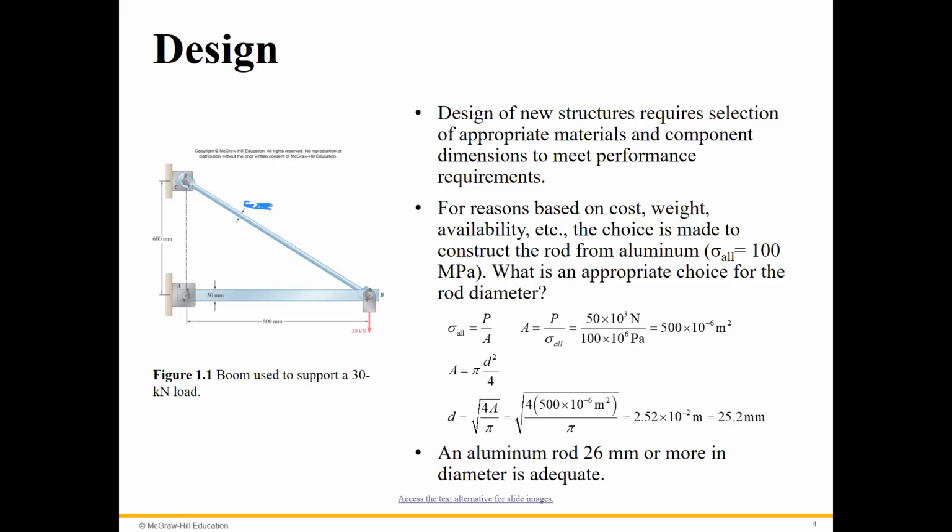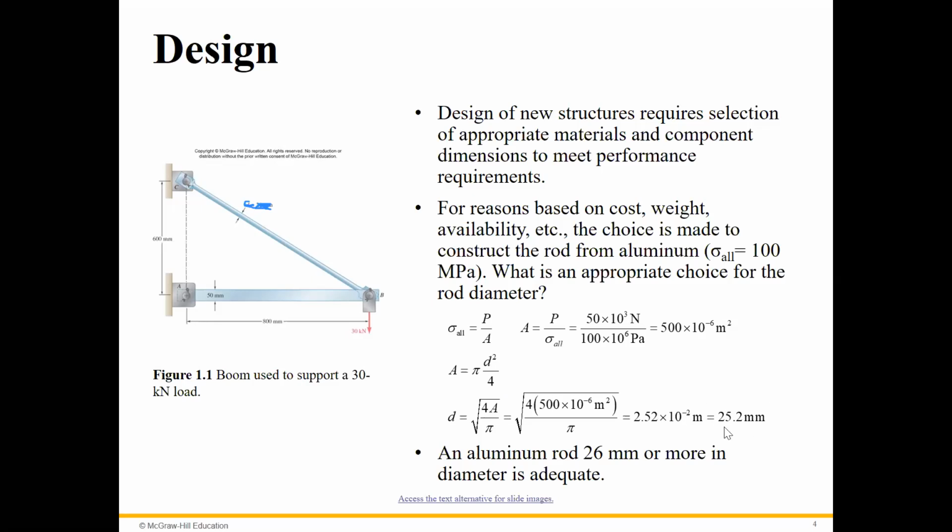It would fail at 25. Yeah, because 25 is less than 25.2, then it would fail, right? Because this D is the minimum value that we can design with, right? For a D less than that, the system will fail, right?